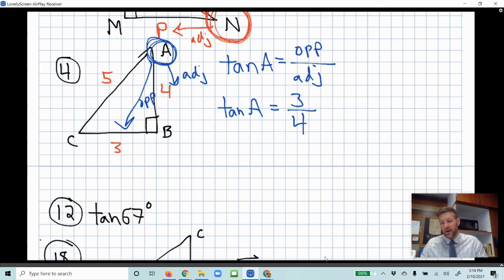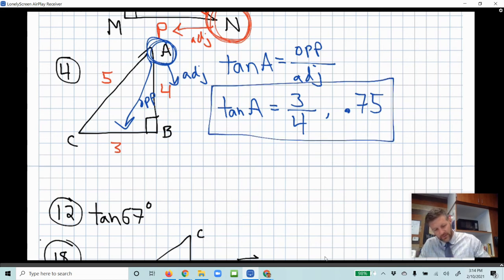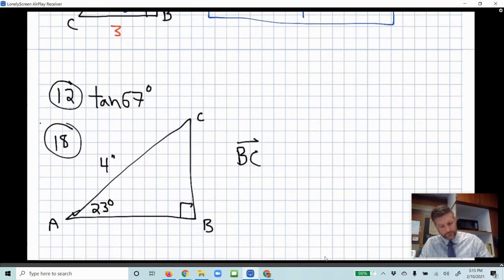So they said write it as a fraction. There it is. I can't reduce it. What's the decimal for 3 over 4? Well, if you're not sure, just do 3 divided by 4 on a calculator, but it is 0.75. So that's tangent of A for this triangle. Again, if they did cosine, I would look for the appropriate other sides, and I'd write a fraction with those numbers. With this case, it's tangent of A. So 3 over 4.